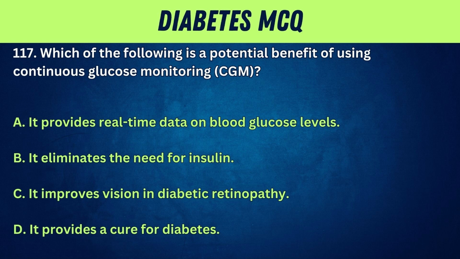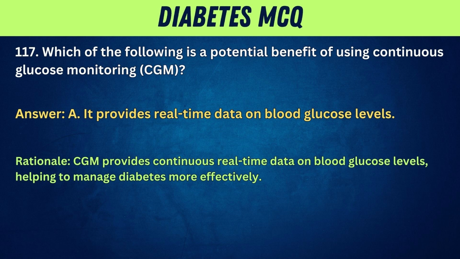117. Which of the following is a potential benefit of using continuous glucose monitoring, CGM? A. It provides real-time data on blood glucose levels. B. It eliminates the need for insulin. C. It improves vision in diabetic retinopathy. D. It provides a cure for diabetes. Answer. A. It provides real-time data on blood glucose levels. Rationale. CGM provides continuous real-time data on blood glucose levels, helping to manage diabetes more effectively.